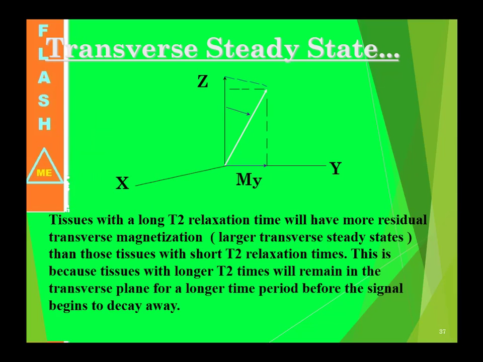Transverse steady state. Tissues with a long T2 relaxation time will have more residual transverse magnetization, larger transverse steady states, than those tissues with short T2 relaxation times. This is because tissues with longer T2 times will remain in the transverse plane for a longer time period before the signal begins to decay away.